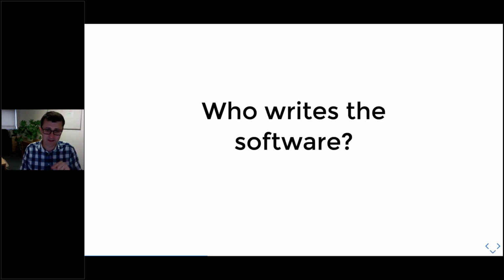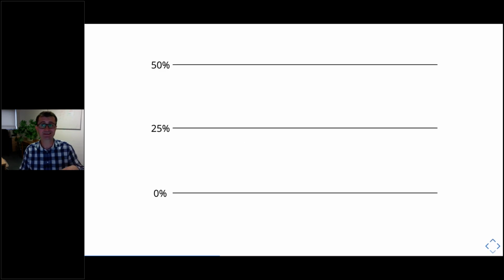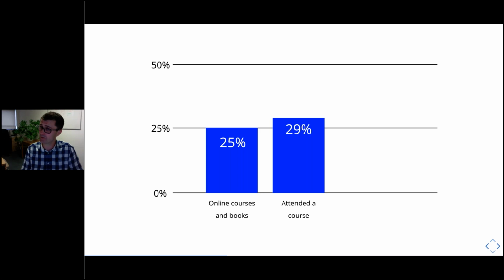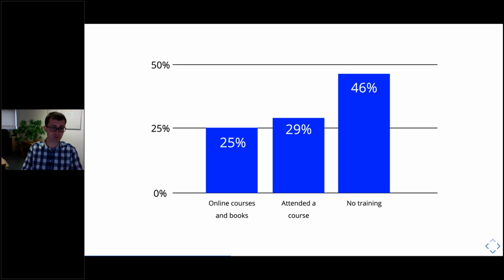Now, for this, I'll go back to our software survey. We asked the researchers how much training they'd had in writing code. We found that 25% of them said that their training came from online courses and books. 29% had attended a formal course, so had been taught programming, and 46% of them had no training at all. Now, that's not a bad thing.